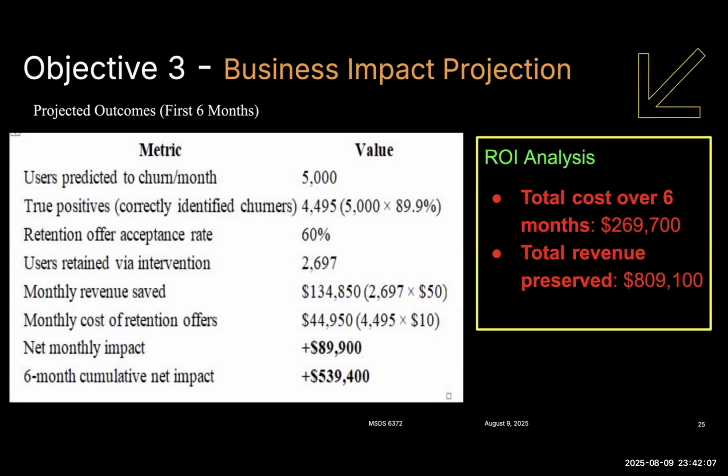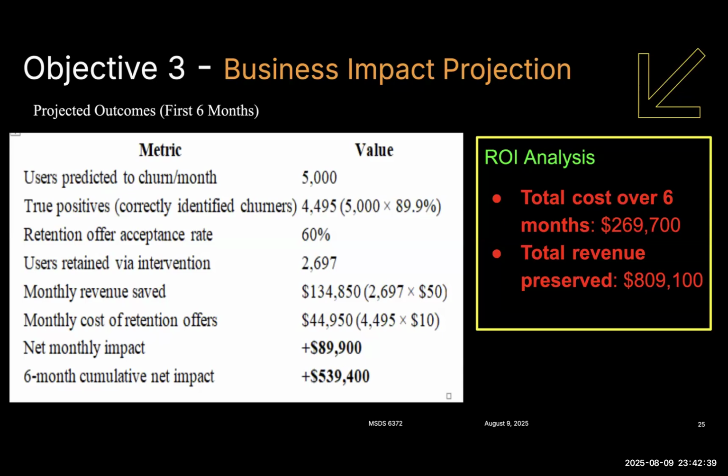So after we have run numbers, projected outcome for 6 months, we run this number on the churn rate that we have shown you before of 5% on 100,000, that's 5,000. And if you apply a true positive number, which is 89.9%, on that number, it will give us 4,495 customers.